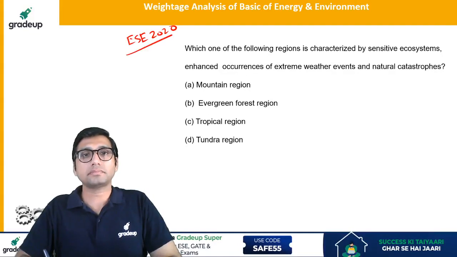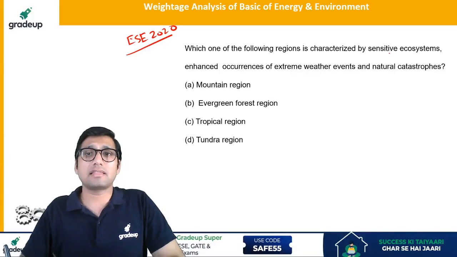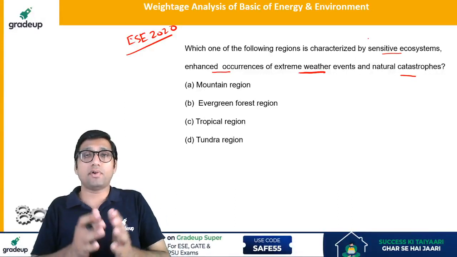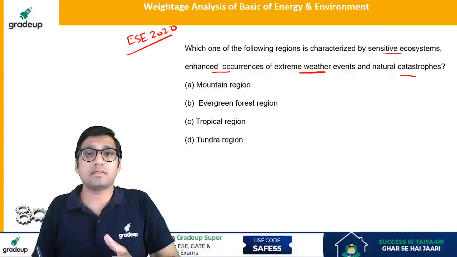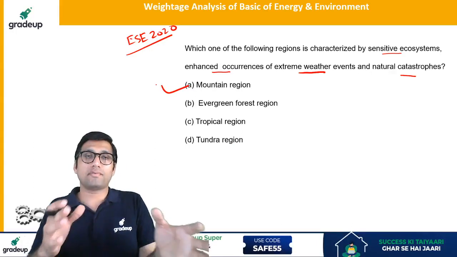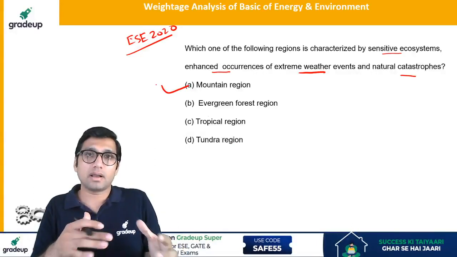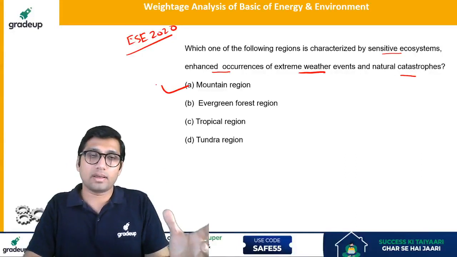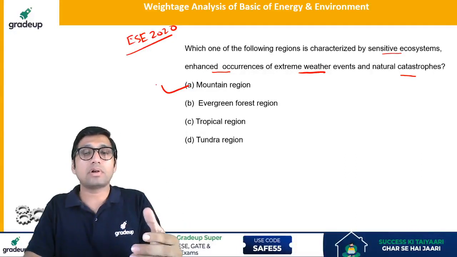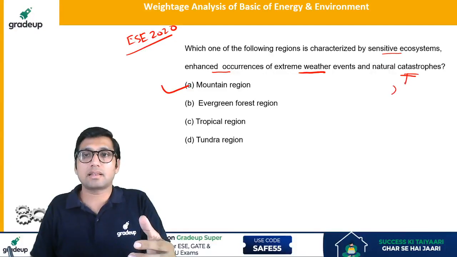2020. Which one of the following region is characterized by sensitive ecosystems and hence occurrence of extreme weather events and natural catastrophes? Now you know that if you compare these different regions like mountain region, evergreen forest region, tropical region, tundra region, the mountain region is that region where you will find the very extreme conditions of even cold, the cold weather conditions, or the conditions are very extreme. Especially if you talk about natural catastrophe like landslide and all.